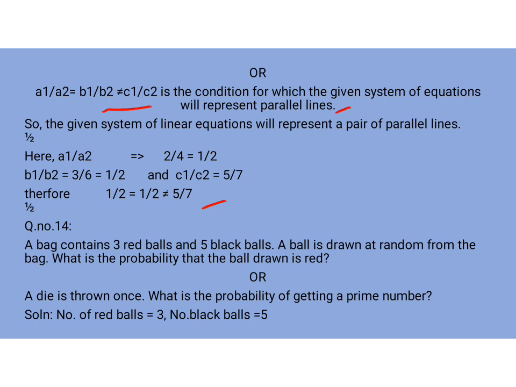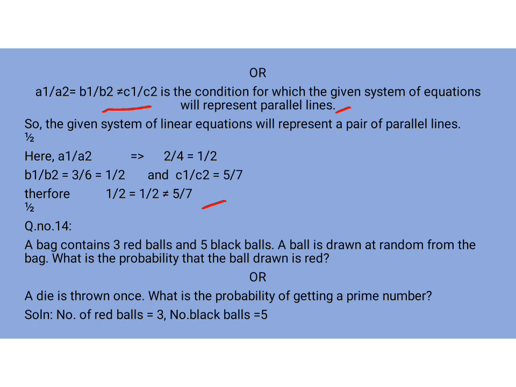Question number 14 is based on probability. Here this is also an option question. A bag contains 3 red balls and 5 black balls. A ball is drawn at random from the bag. What is the probability that the ball drawn is red? Second question, a die is thrown once. What is the probability of getting a prime number?